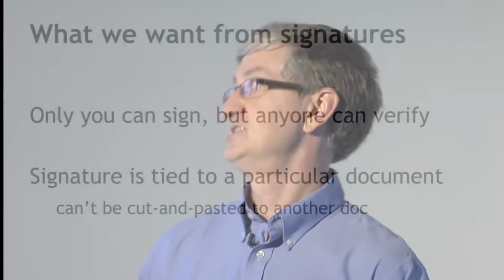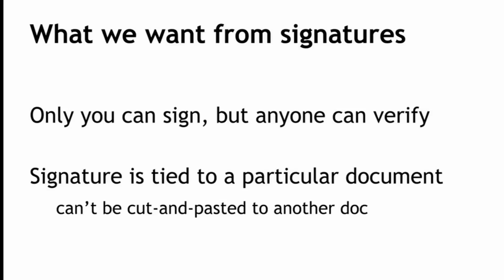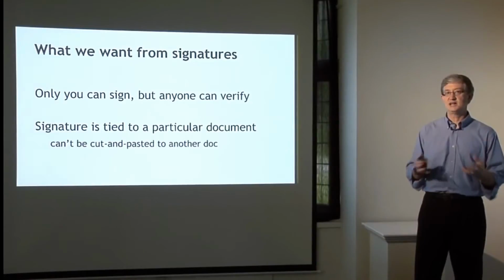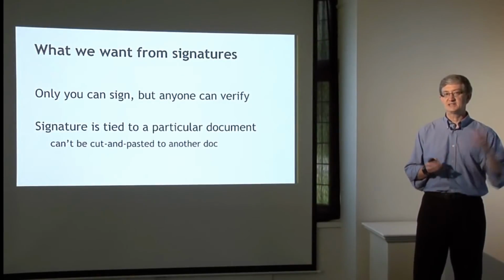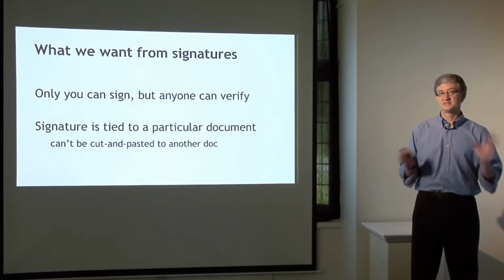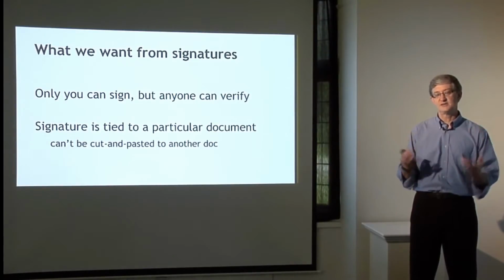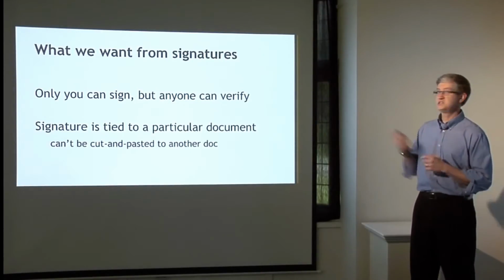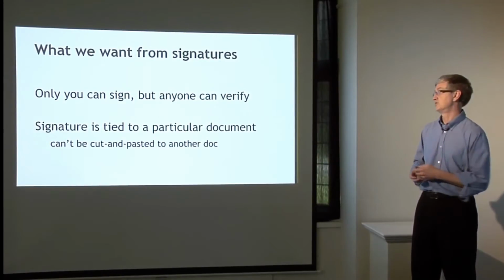And what that means is this. What we want from signatures is two things. First, just like an idealized paper signature, only you can make your signature, but anyone who sees your signature can verify that it's valid. And the second thing you want is that the signature is tied to a particular document, so that somebody can't take your signature and snip it off one document and glue it onto the bottom of another one, because the signature is not just a signature, it signifies your agreement or endorsement of a particular document. So the question is, how can we build this in a digital form using cryptography?